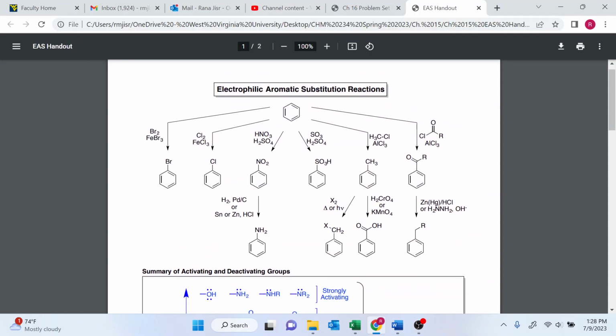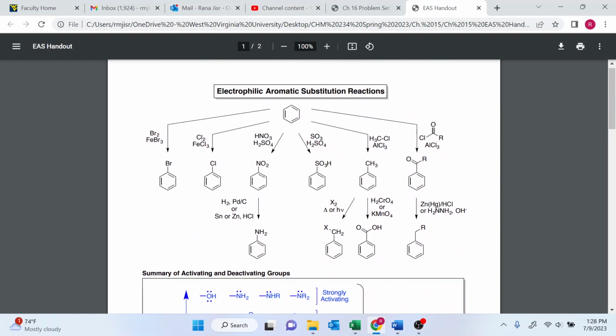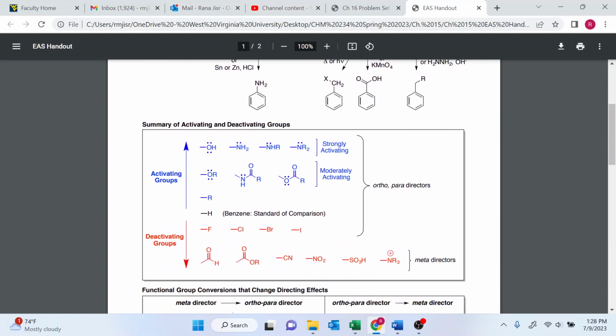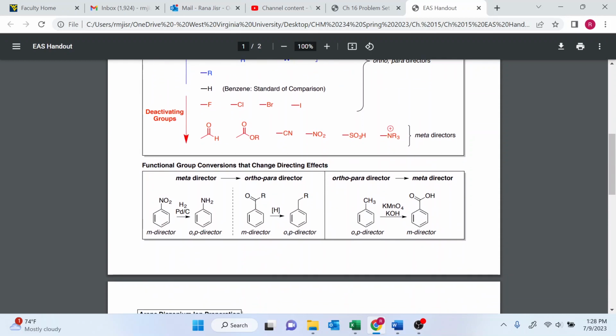This handout that I posted on eCampus, I'd like you to look at it. It does have the summary of the reactions that we've been talking about in this chapter. The activating and deactivating table, this one is not complete because it does not show the classification of the meta directors. Use the other table that I posted in there. This section over here is important because it tells you how we can change the functional group and change the directing effect. This is very useful whenever we are doing synthesis.